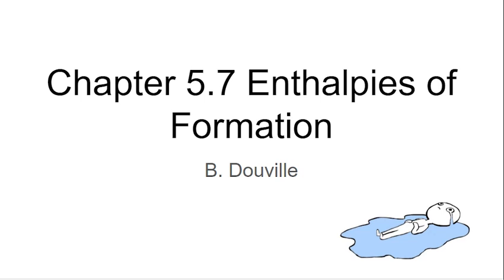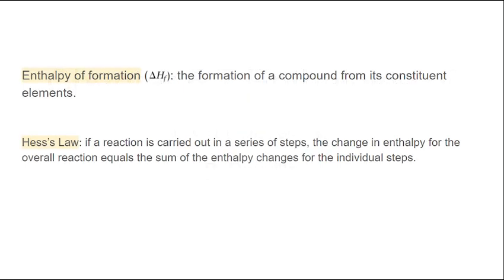This is AP Chemistry, Chapter 5.7, Enthalpies of Formation. So there are a lot of different ways to calculate change in enthalpy, and there are a lot of different enthalpy values, but the one we're going to be focused on is the enthalpies of formation. The enthalpies of formation means the formation of a compound from its constituent elements, which is each element that goes into the compound. By finding the enthalpy of formation of the reactants and the products, we can calculate the overall enthalpy change of a reaction using Hess's law.